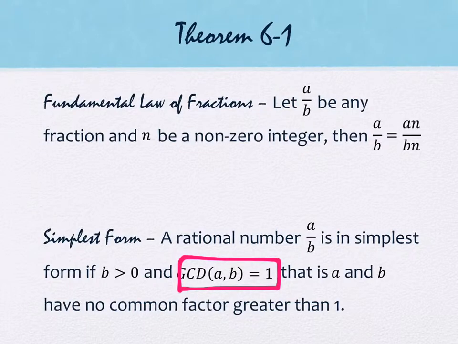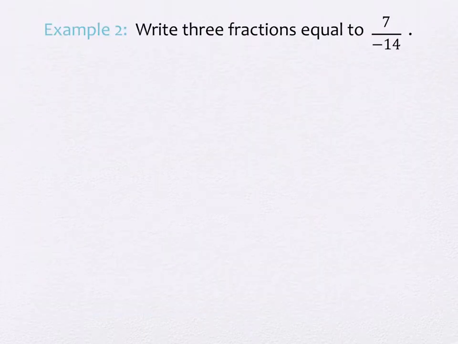All right, so we're going to try an example where we create some equal fractions. We've got the fraction 7 over negative 14, and our job is to write down 3 fractions that are equal to 7 over negative 14. So I want you to take about 30 seconds and write down three fractions, and then we'll see what you came up with. There's tons and tons of answers, right? Infinity of answers.